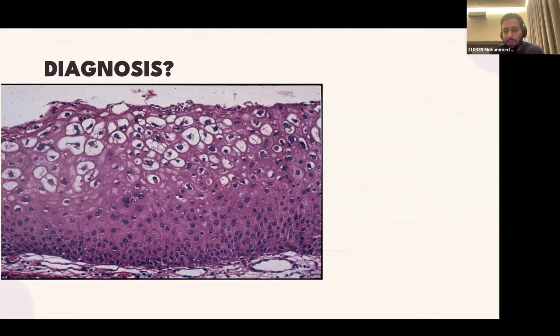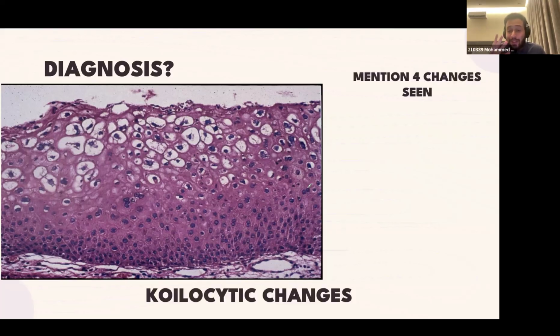Okay, that's a feature of what? Koilocytic changes. Good. Now, what four findings do you see in koilocytic changes? First one you guys mentioned is perinuclear halo. What's three other? Nuclear hyperchromasia, one. Maybe two more. Enlargement, two. And irregular borders of the nucleus.